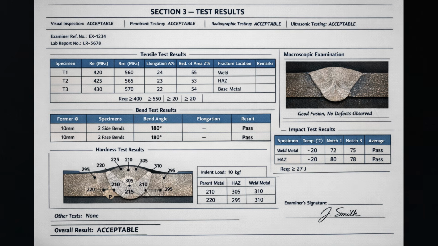For bend tests, former diameter used, type and number of specimens, bend angle, elongation if measured, and the result, pass or fail. For macroscopic examination, the photograph or image is added here, with any observations. For impact tests, the specimen type, size, and requirement are stated. Then for each notch location and direction tested, the temperature and the 3 individual values plus their average. This table is completed for each set, weld metal and HAZ separately.